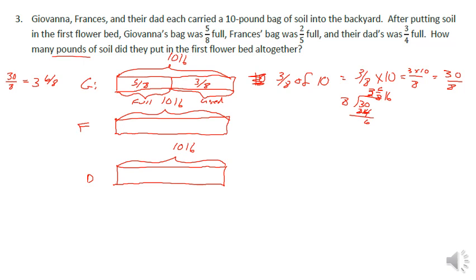We know it's 10, and as far as Francis, he had 2/5 full. That means he used 3/5. This was full, and this is used. So once again, we go 3/5 times 10, which equals 30/5. And let's leave this one like that. So now we got 30/5 pounds. And the last one, Dad's was 3/4 full.